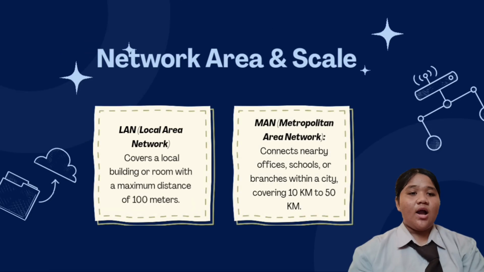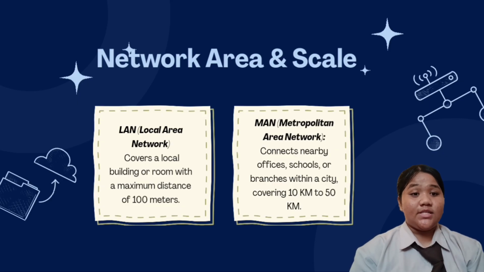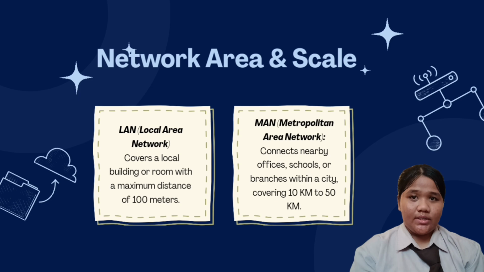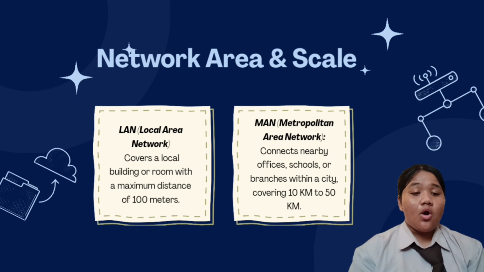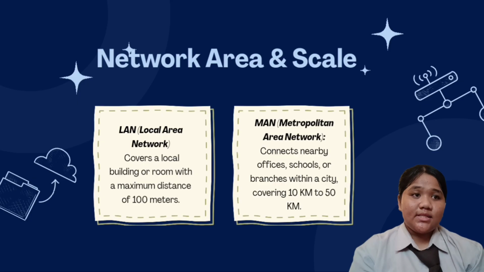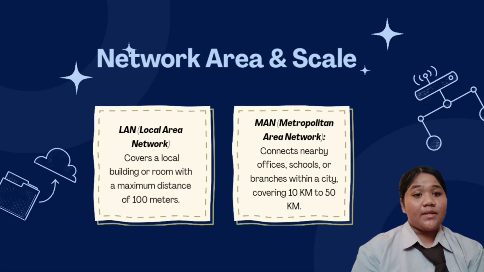Next, let's look at how networks change based on distance. First, we have LAN or local area network. This is a small network that covers just one room or one building, usually up to 100 meters.